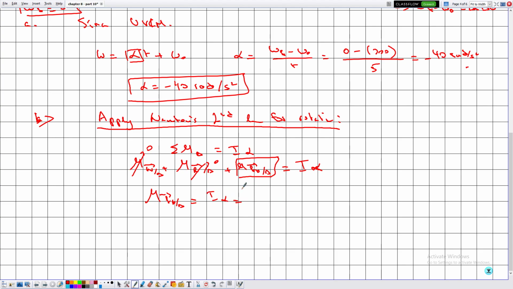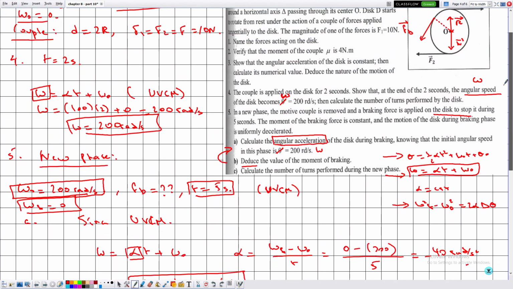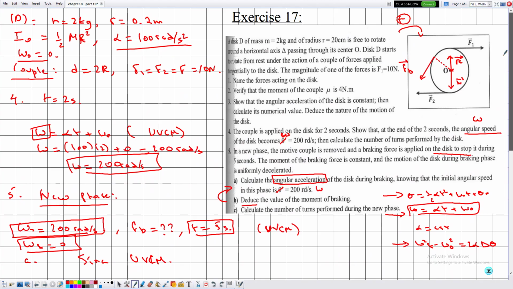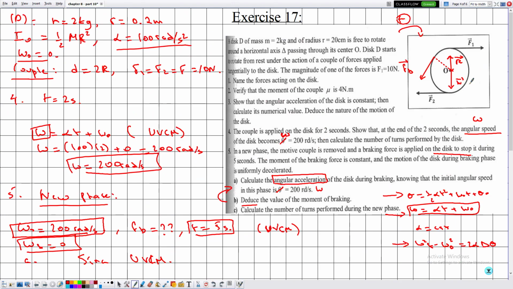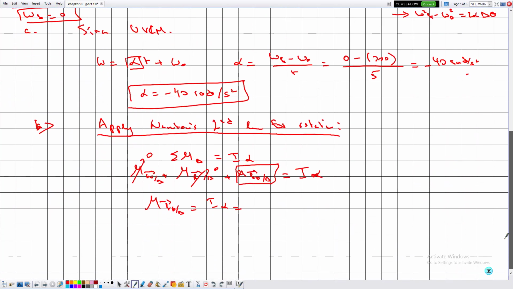The moment of inertia of the disk, which is constant and independent of the applied forces, is given by... I have erased the value, let me calculate it again. It is 0.5 times 0.04 times the radius 0.2 to the power 2, which is given by 0.04.